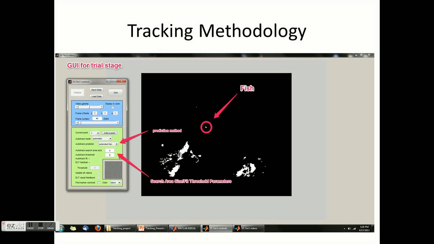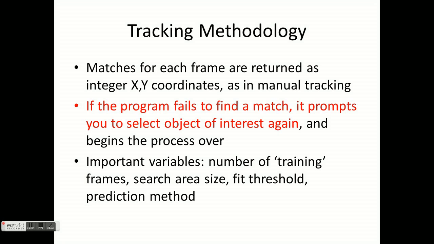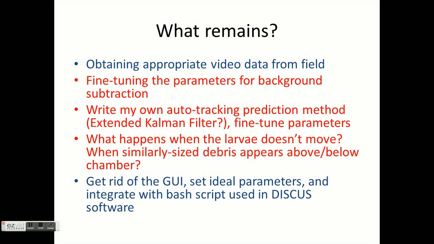I've kept the graphic user interface because it's easy for troubleshooting. Now, what this program does when it fails to find a match is that it prompts you to select the object of interest again, essentially re-priming that Kalman filter, or whatever the predictor method you're using is.